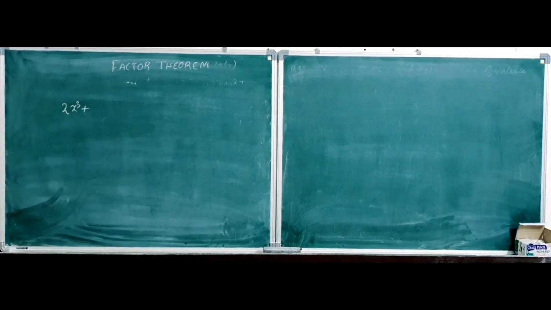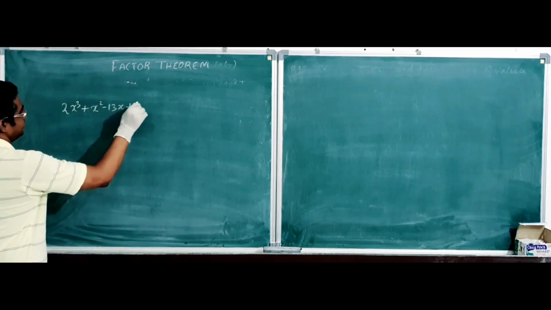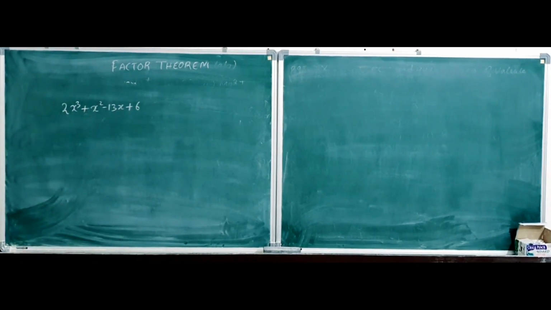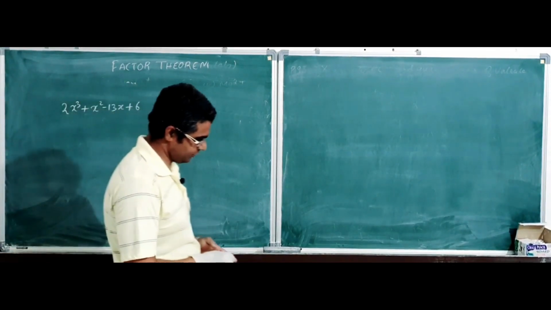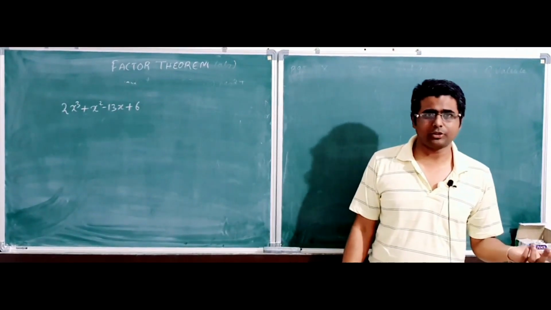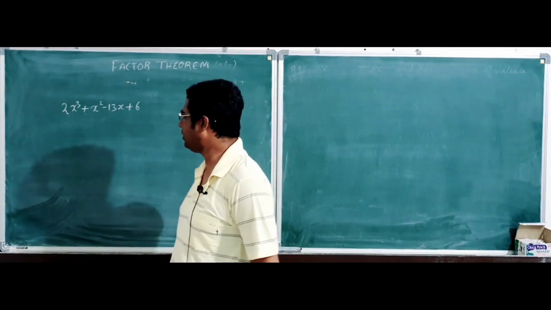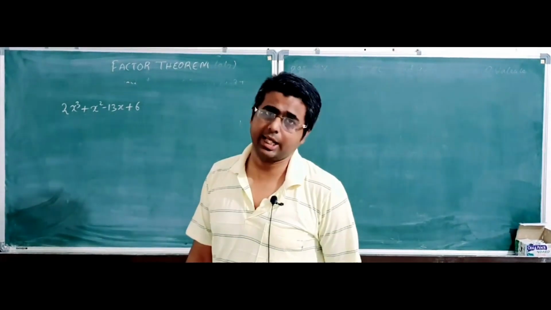2x cube plus x square minus 13x plus 6. So they have asked us to find out by remainder theorem and factorize this equation. So we have to factorize this. Now, if it was a quadratic equation or a binomial equation, x square minus 5x plus 6, I could have factorized it. But this is a trinomial one.